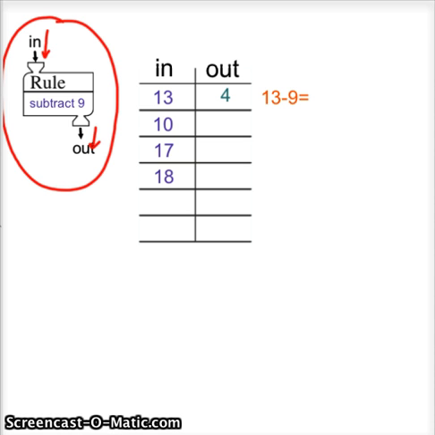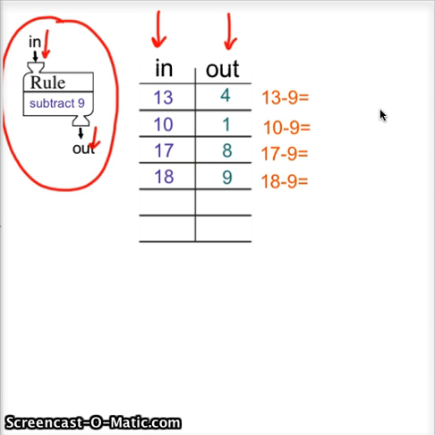Second one, if 10 goes in, we can do 10, and since the rule is subtract 9, we can go 10 minus 9, which means the number coming out would be a 1. 17 minus 9, 17 minus 9 equals 8. And the fourth one is 18 minus 9, which is 9. Notice that when the rule is to subtract, the numbers going in should be bigger than the numbers coming out, because when we subtract 9, the numbers coming out should be smaller.